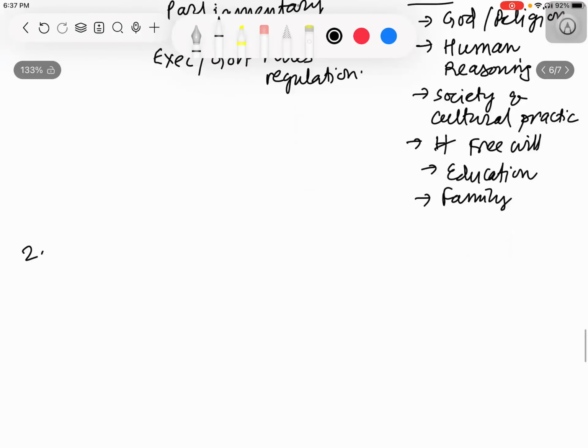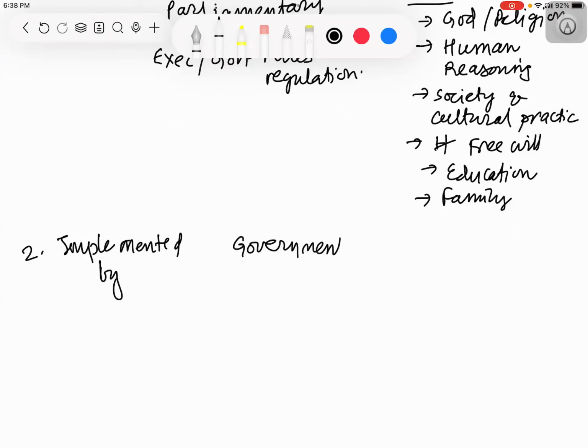Now what is the other difference? You can say what is the difference in being implemented? Who is implementing this? Implemented by whom? So it is usually being implemented by some kind of government. This is being implemented by society or community, and sometimes by the person's conscience itself, right?